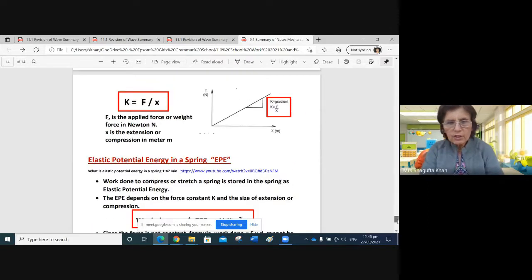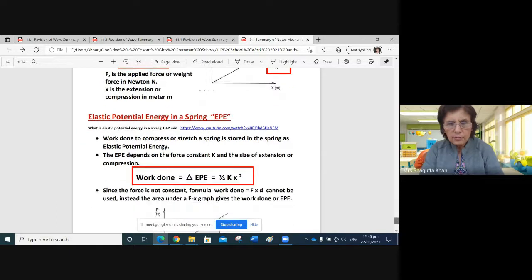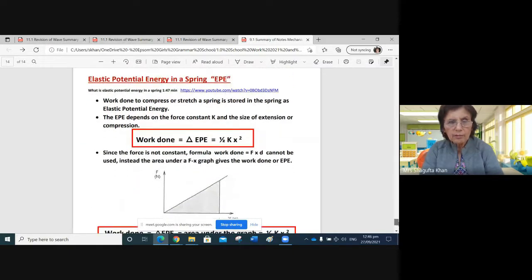Now what's the energy in a spring? When a spring is stretched or compressed, it will have elastic potential energy. When you release a spring, all that energy can change into kinetic energy. For example, when a gun fires a bullet, elastic potential energy changes into kinetic energy. And how much is the energy stored in a spring? It's half kx squared. x is the extension or compression, k is the spring constant, and that's the formula.